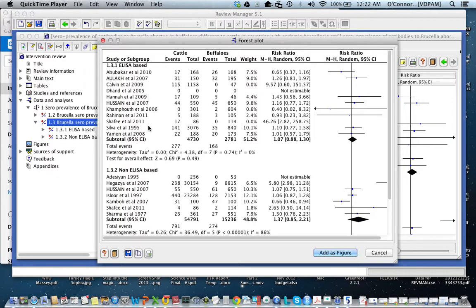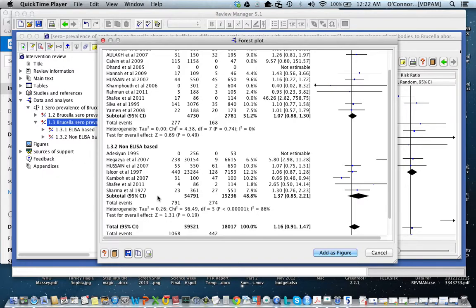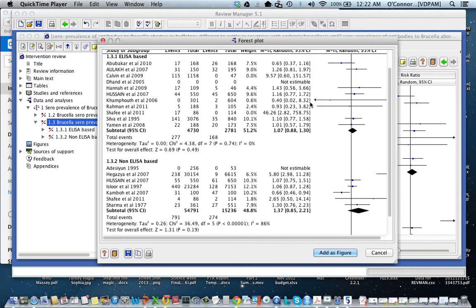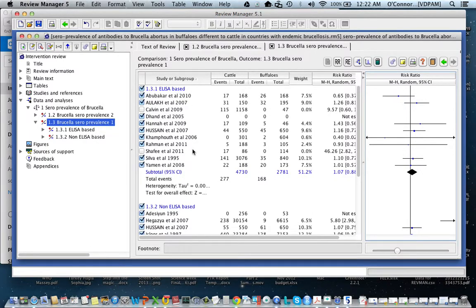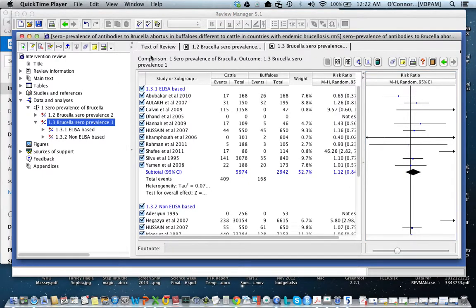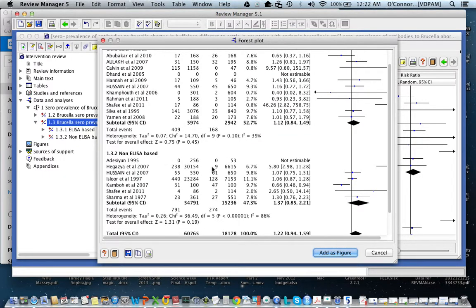So in this section, I'm going to talk about the next subgroup. Now let's have a look and see what we find. So one thing I'm going to do before I look at the subgroup, I'm going to go back in and add those other two studies that I removed in the sensitivity analysis. And that's not a real sensitivity analysis, by the way, that's just exploring the data. So let's go back here and look at the non-Elisa based.